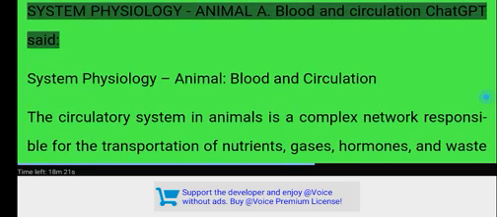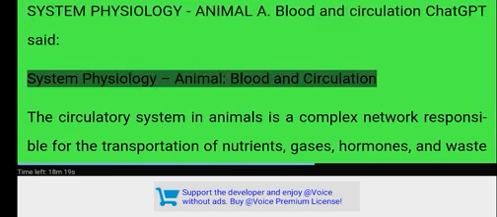You said. System physiology, animal blood and circulation. ChatGPT said. System physiology, animal blood and circulation.